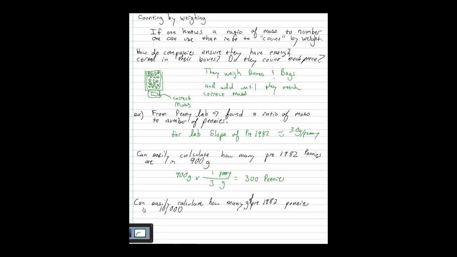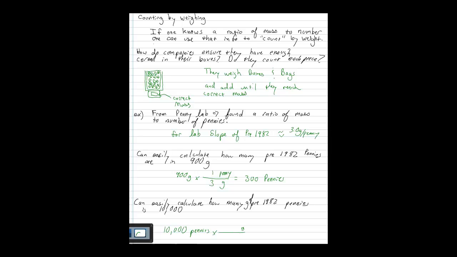It's a lot quicker to measure the mass of something than to count. If you can imagine, it would probably take a few minutes to count out 300 pennies, whereas it would only take a few seconds to measure out that 900 grams and use this ratio. We can also use this to count, like the Coinstar machines or the bank. They don't sit around and count pennies.